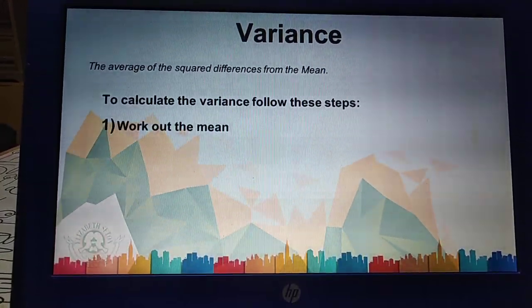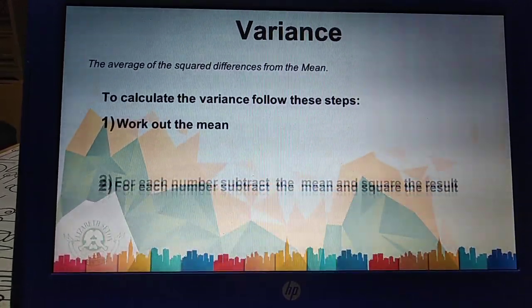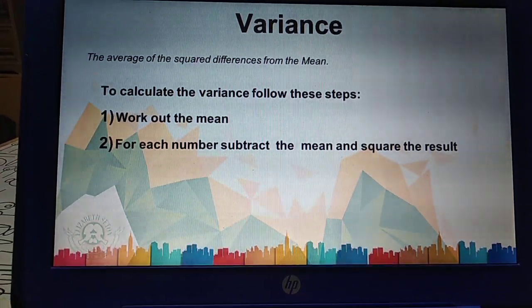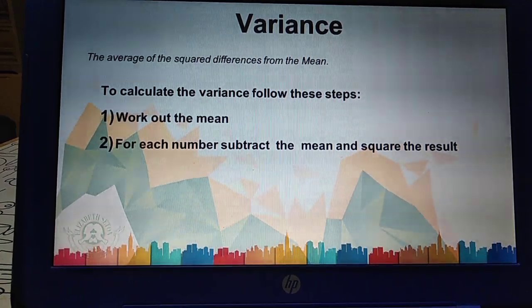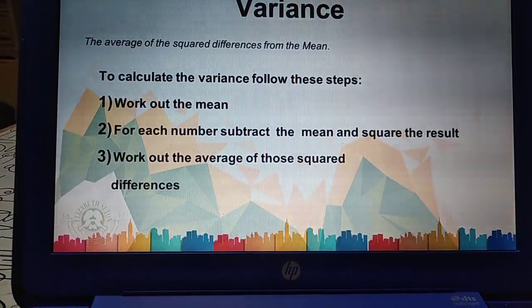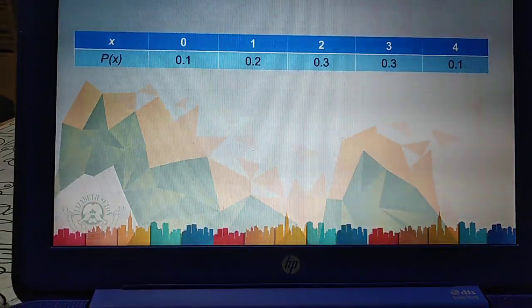First, you work out the mean. Second, for each number, subtract the mean from the number, and then you square the result. Third, we work out the average of those squared differences. Okay, let's look at our first example.